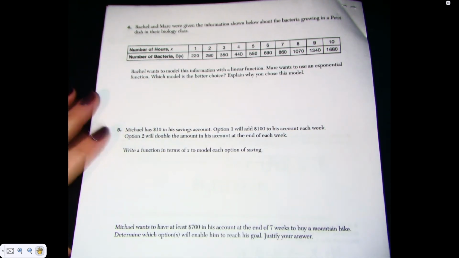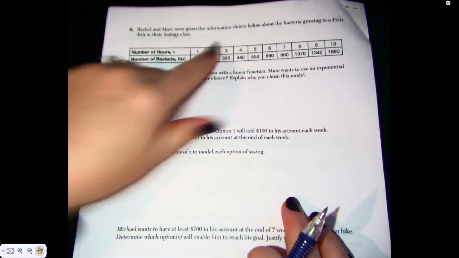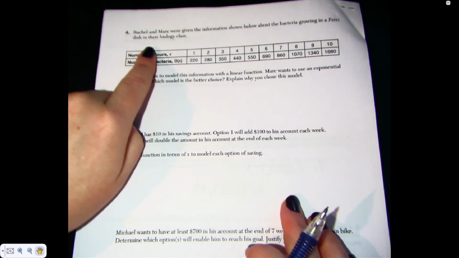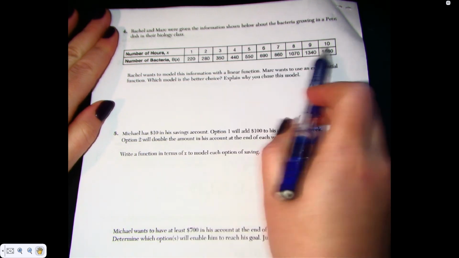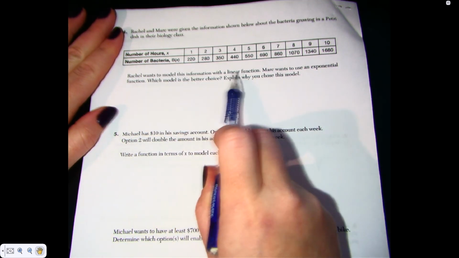This one was on a Regents. These 2 are the last 2 questions, and these are both Regents questions. What does this one say? Rachel and Mark were given the information shown below about the bacteria growing in a petri dish in their biology class. Up top, I have the numbers and the hours. And this is the number of bacteria that they had after those hours. Rachel wants to model this information with a linear function.